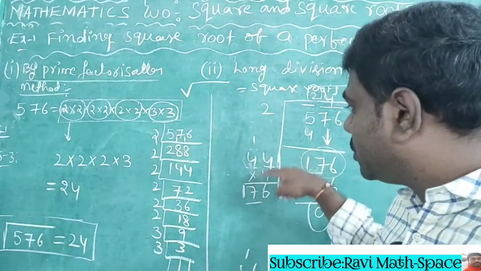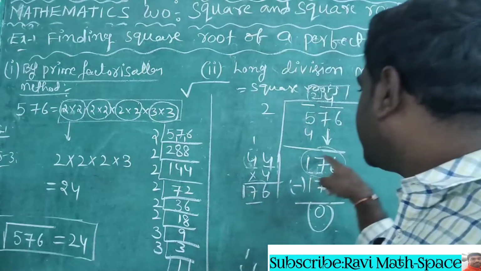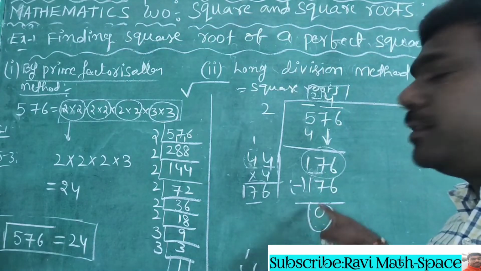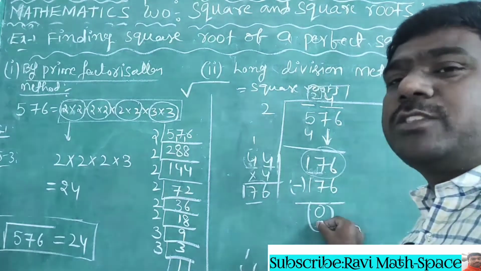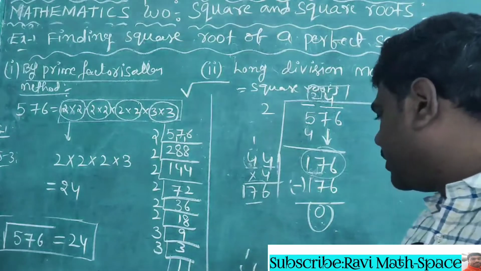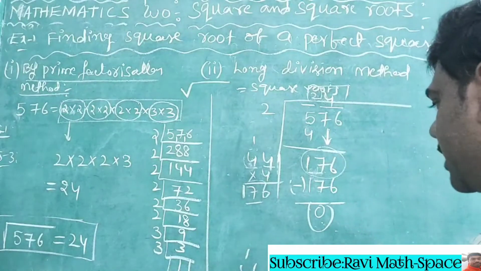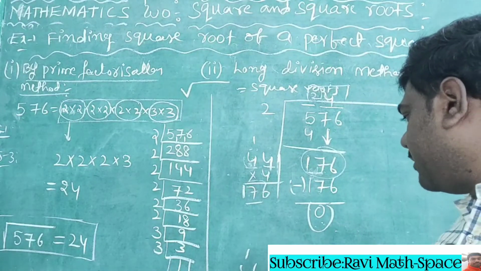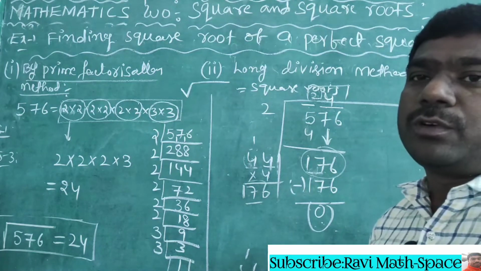Now multiply these two. Whatever product we got, that product we are going to subtract from the new dividend. That is 176 minus 176, we are going to get 0. Now stop the process. Why? Because there are no more pairs here. Now stop the process. Root of 576, the square root of 576 is equal to 24.